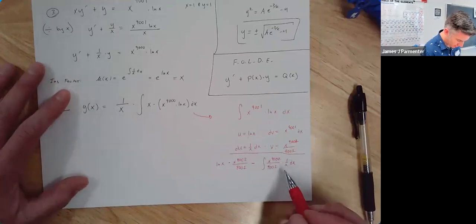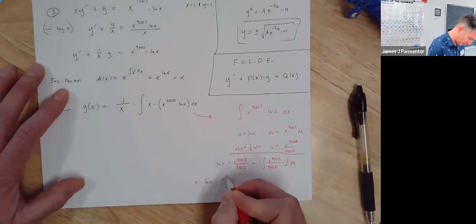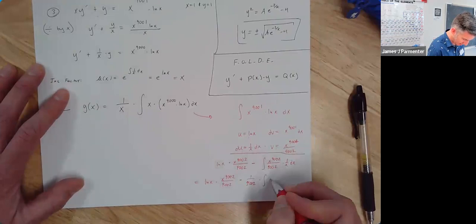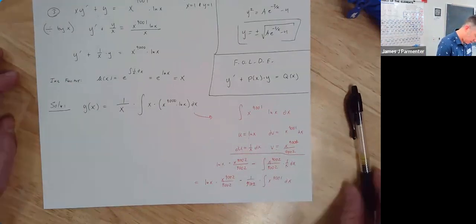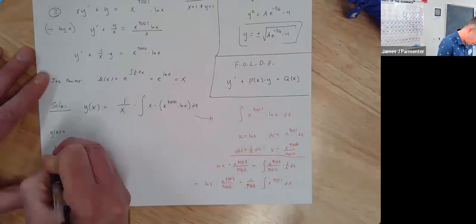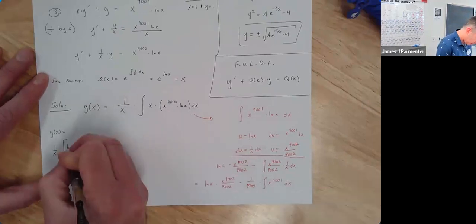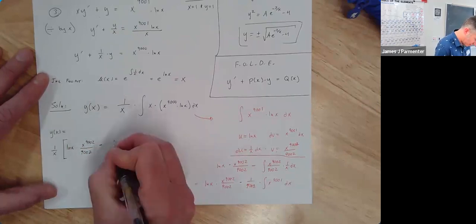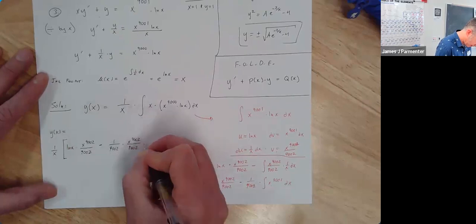What I'll point out about this last part here is that when you simplify this, you get back to the same power you had before. This is going to end up equaling the natural log of x times x to the 9002 over 9002 minus 1 over 9002 times the integral of x to the 9002 over x, which is just x to the 9001. And then we integrate that and we add 1 to the power and divide by the new power. So our answer is kind of gross, but we end up getting that y of x is equal to 1 over x times this whole integral. So it's going to be the natural log of x times x to the 9002 over 9002 minus 1 over 9002 times the integral of this, which is x to the 9002 over another 9002. And then finally plus c.